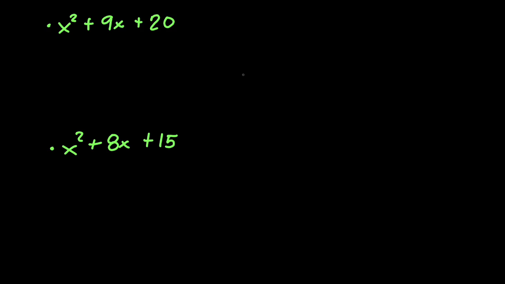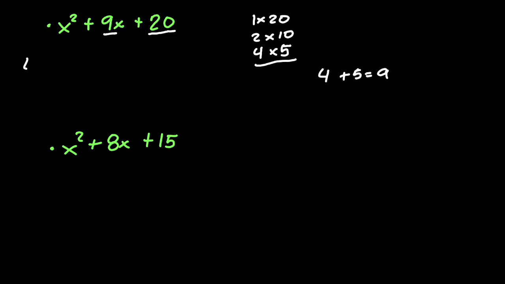X squared plus 9x plus 20. Find the factors of 20, which would be 1 times 20, 2 times 10, 4 times 5. Now, which of these would add to 9? It would be 4 and 5, which is 9. And so, your answer would be x plus 4 multiplied by x plus 5.